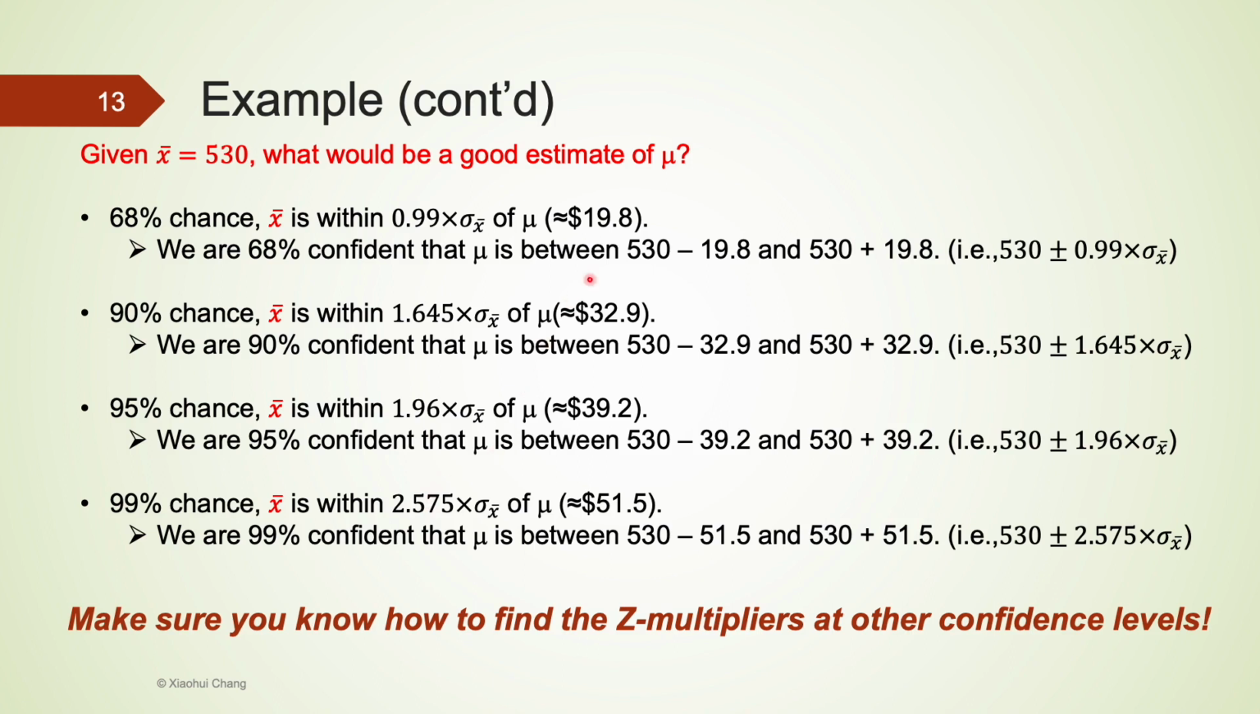Consequently, the margin of error would also increase. You may recall that the margin of error directly determines how wide the interval is. This implies that holding everything else constant, to achieve a higher confidence level from 68% to 99%, we would have to have a wider confidence interval.